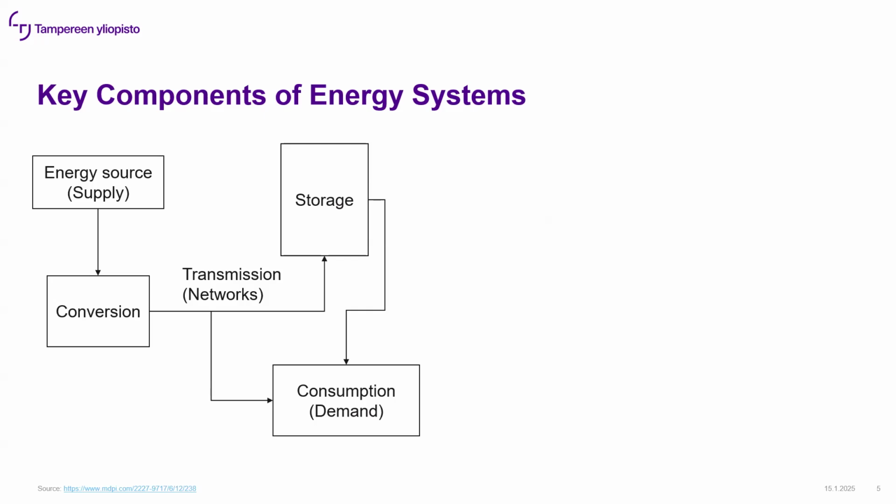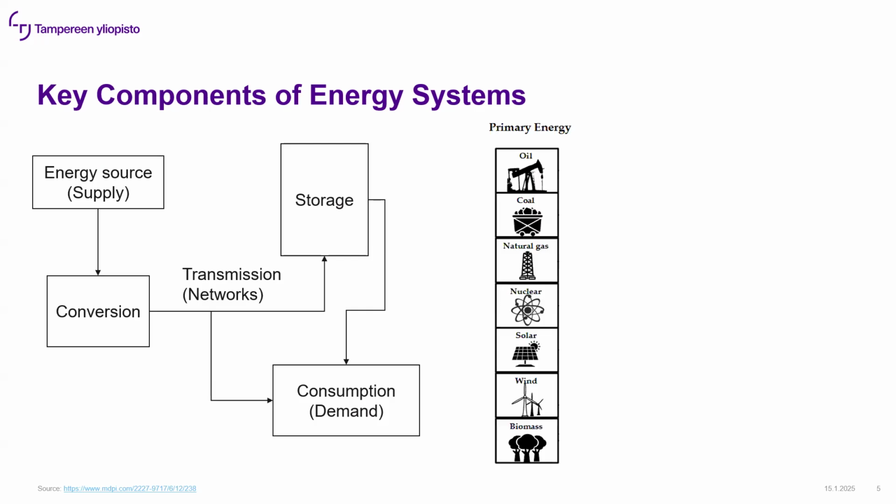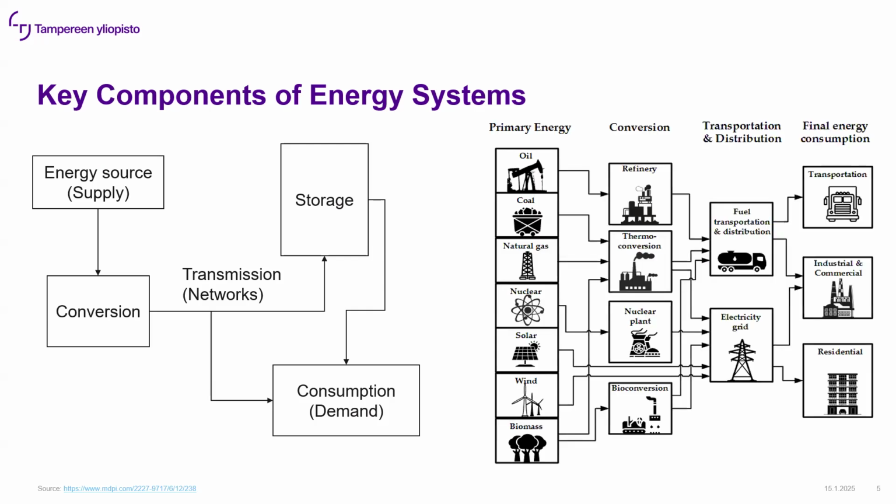And the key components that we went through last time, there's the energy source, which is the supply. Then there's the conversion, so that's the power plants, storage, transmission, and consumption, which is the demand. So this was the picture that I showed you last time. So there's the primary energy conversion, transportation, distribution, and final energy consumption.